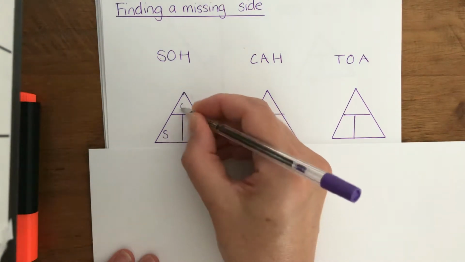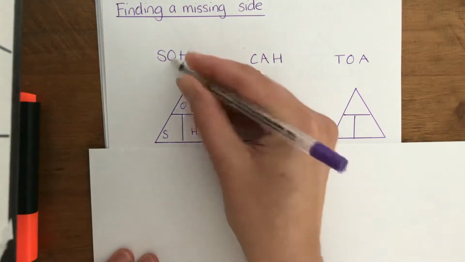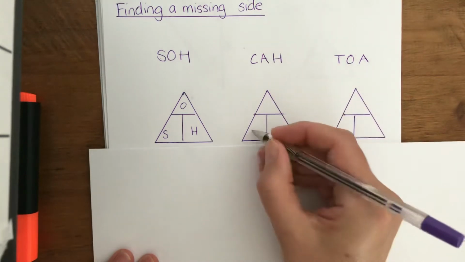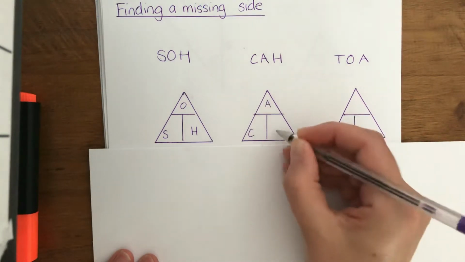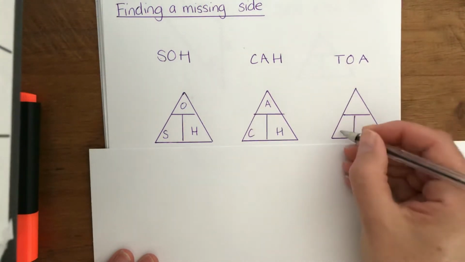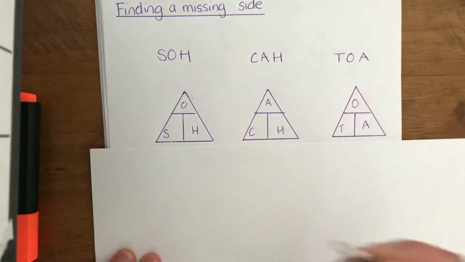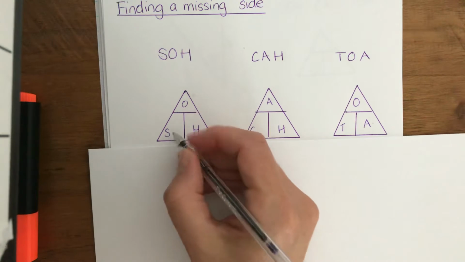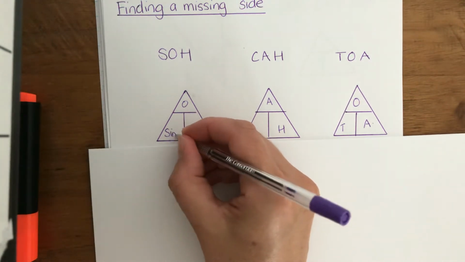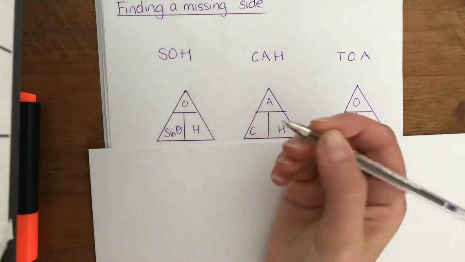So S-O-H, if you're going to use that one. This one, C-A-H. And if you're going to use tan, T-O-A. Now this is important: you fill the S with the word sine and then theta, a Greek letter for the angle.